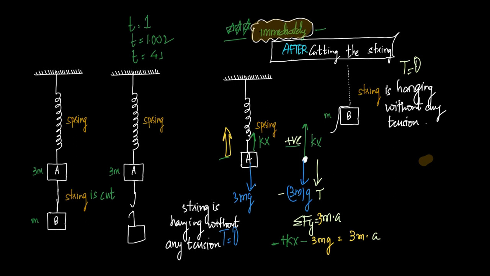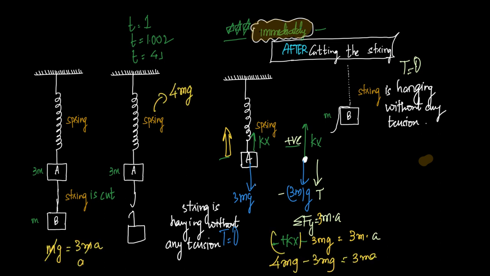Okay. Now, what is kx from the previous derivation? Kx is actually equal to 4 mg. We derived in the first part. Now, we can write that 4 mg minus 3 mg is equal to 3 ma, and therefore, mg is equal to 3 ma. M and m will cancel. So, what we get is a is equal to g by 3.